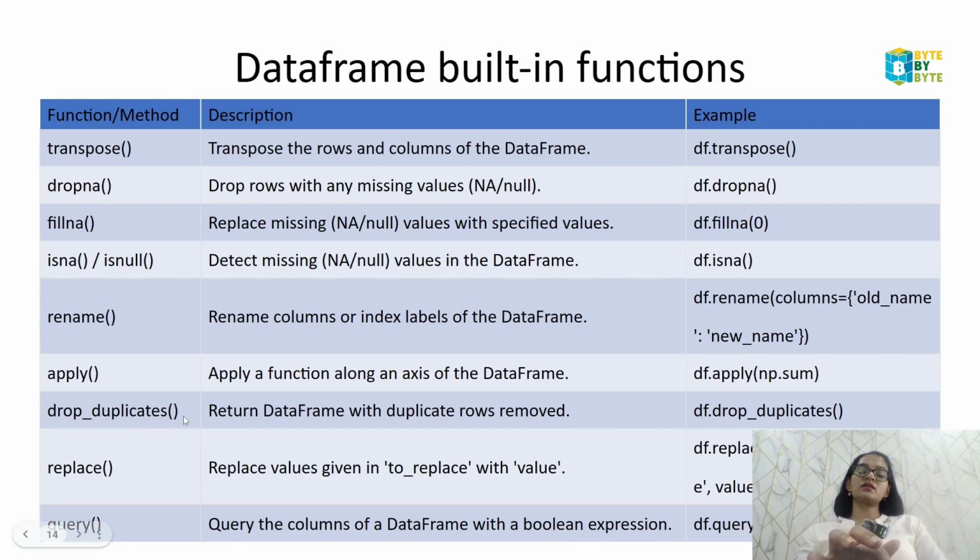Same, we have seen the series duplicates, we have data frame duplicates. If you want to drop duplicate values, you have this drop duplicates function. So it returns the data frame without the duplicate values. You can also replace the old value with the new value, and this particular query we are going to see whenever we see Boolean expressions.